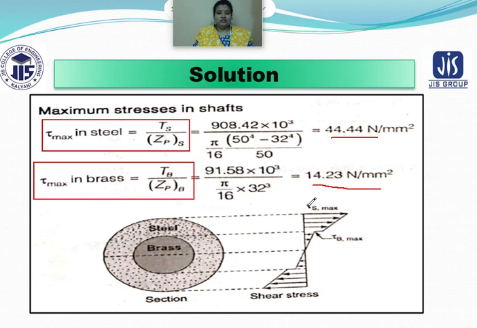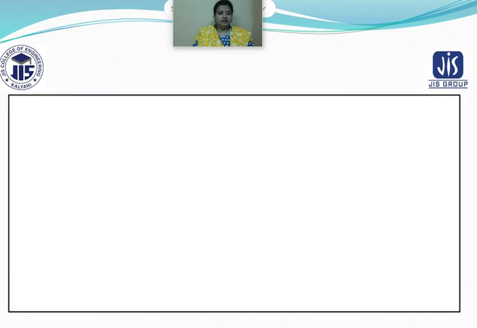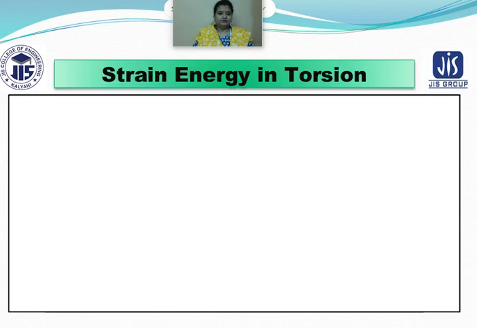So you can see this is the diagram that has been shown. Slowly at the center it is 0. But as you go on increasing, it is getting you the maximum shear stress value. So I think it is very much clear from this numerical how to solve it. Only very simple formulas you have to remember.